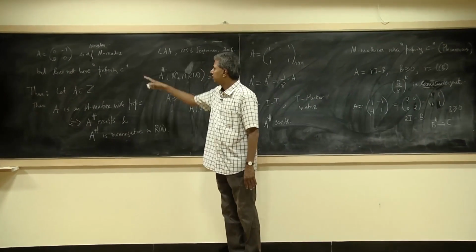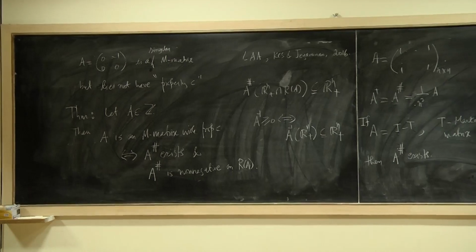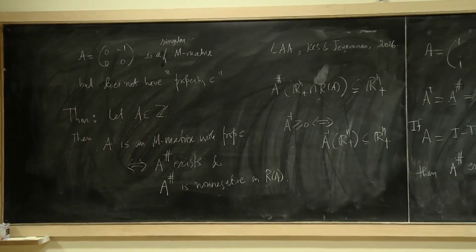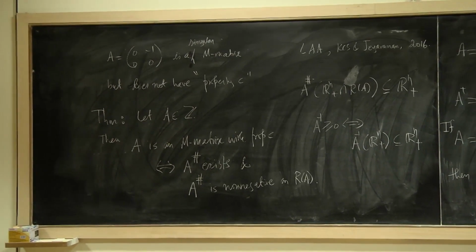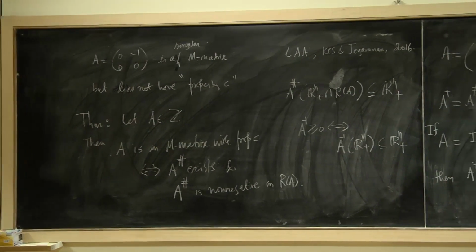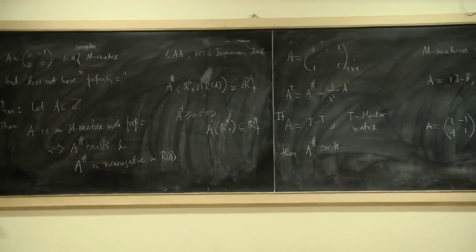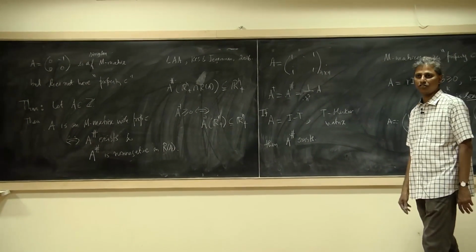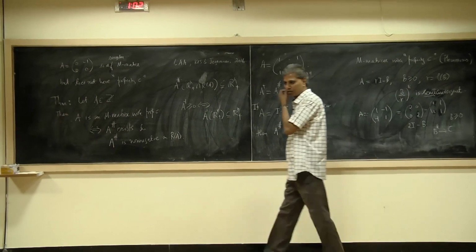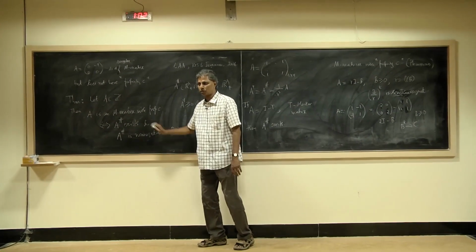You can verify this example. A hash is a multiple of A here. For this matrix, A hash is a multiple of A, and so it can't be non-negative. So A hash non-negative will not work, fortunately or unfortunately. A hash non-negative you will not get, but A hash is non-negative on its range is what comes out.